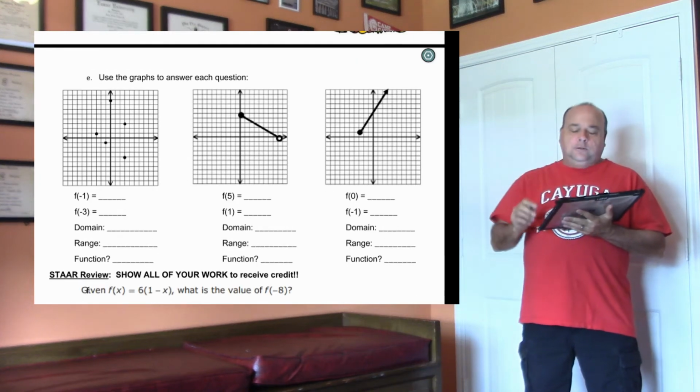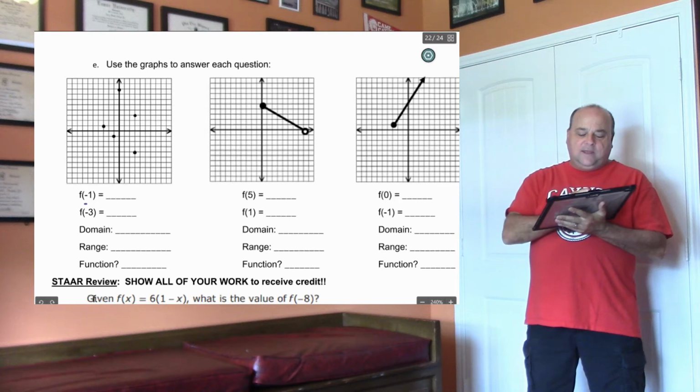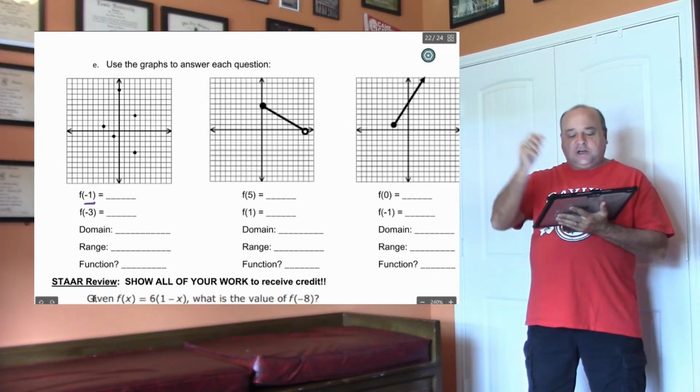Let's go down to here. Okay, like I said, I'm not going to do all these for you. We want to find the f of negative 1, don't we? First off, let's make a t-chart.